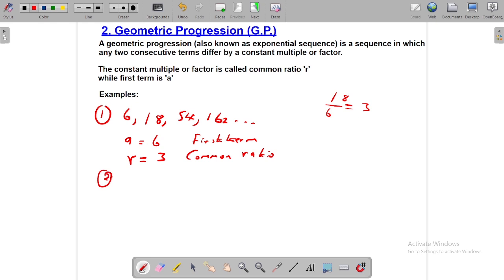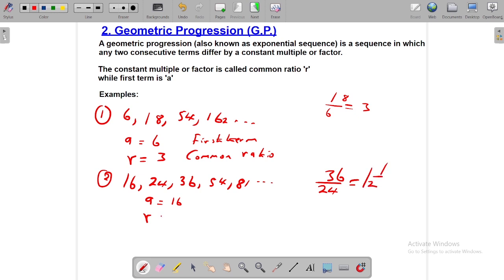Okay, let's do another one. Let's say we have 16, 24, 36, 54, 81, and so on. It's obvious that the first term for this one is 16. Then the common ratio, just the same way I've taught you. Let's not choose 24 this time; let's choose 36. 36 divided by 24, we are going to have one whole number, 1 over 2. This is the common ratio. We write it as 1 whole number, 1 over 2.